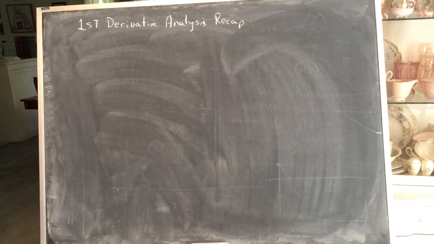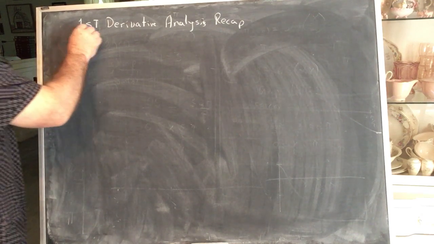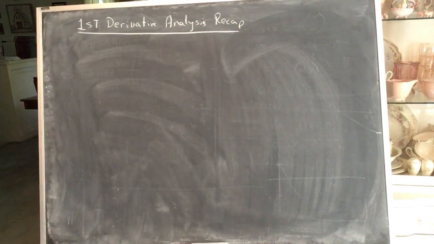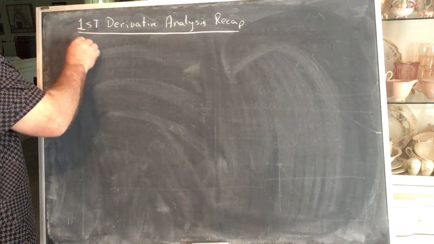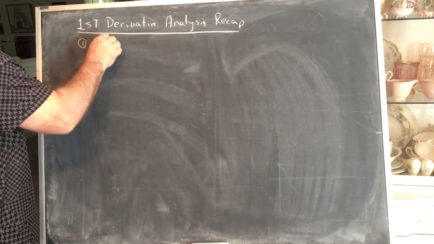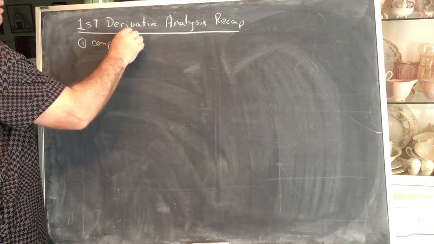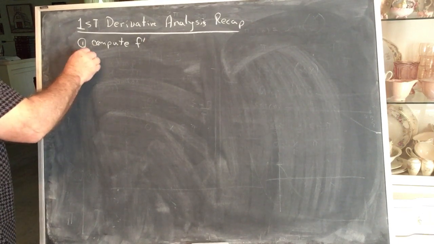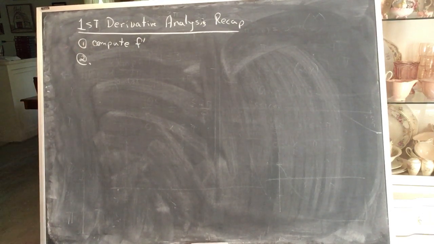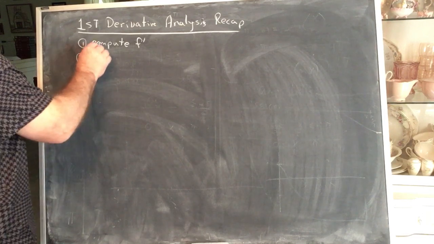Okay, so I think I'd like to take a look at just sort of a recap of the first derivative analysis. So first let's talk about the procedure. The first thing we would need to do is compute the first derivative if that's not already known. The second is we need to find the critical values.